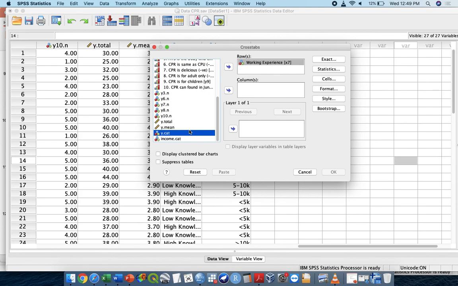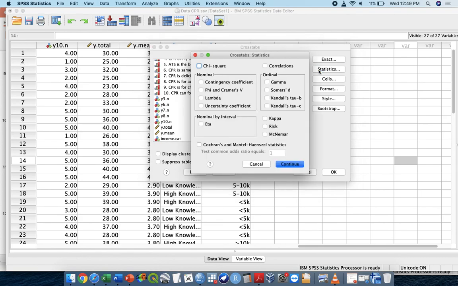We must have the IV and DV in the numeric count data. That means how many observed of this value and that value. In this case, high value and low value have been defined under the y.cat. So insert the y.cat inside the column. Have you done that one? Very good. And then go to the statistics.